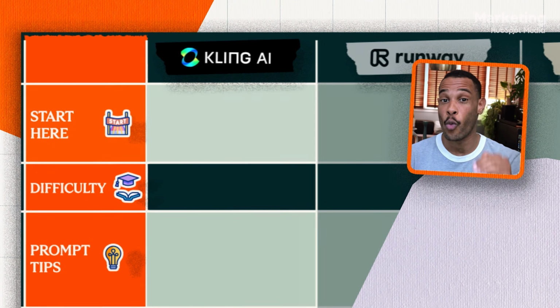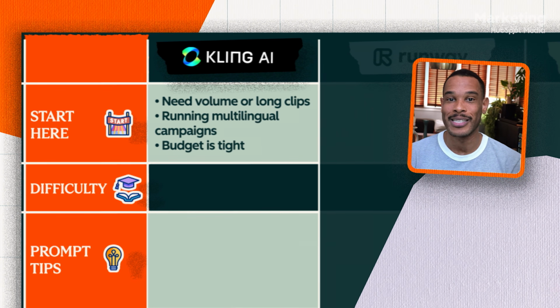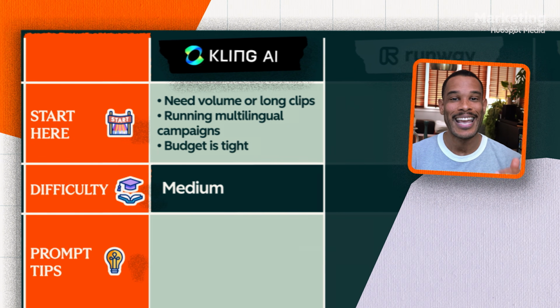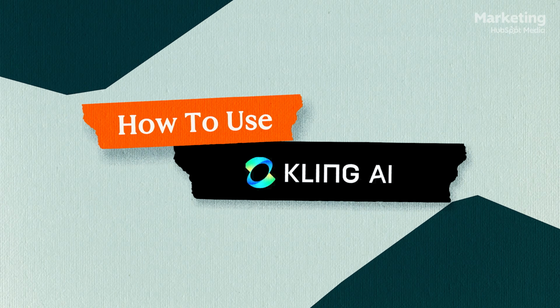Kling AI is your workhorse and is genuinely the most slept on tool on this list. The learning curve on this one is about medium and the interface is straightforward, but getting the most out of the multi-shot and audio features takes some practice. The free tier is a great place to start before committing to anything.